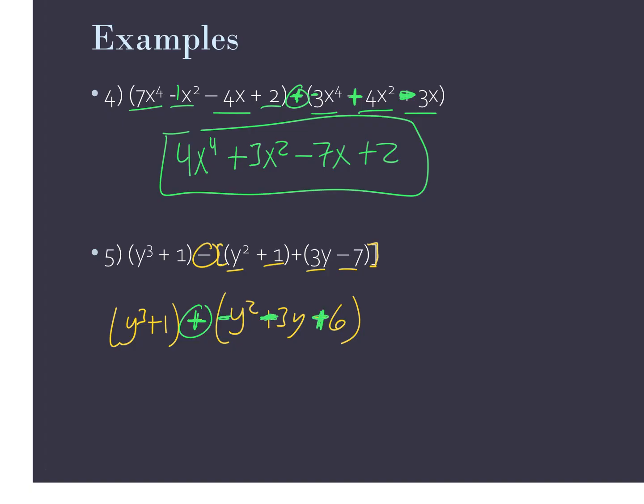All right, and so nothing combines with y to the third. With that negative y squared, that's going to get you a negative y squared. Nothing happens to it. Nothing happens to -3y either. And then I have a +1 plus 6. That's going to get me a +7.